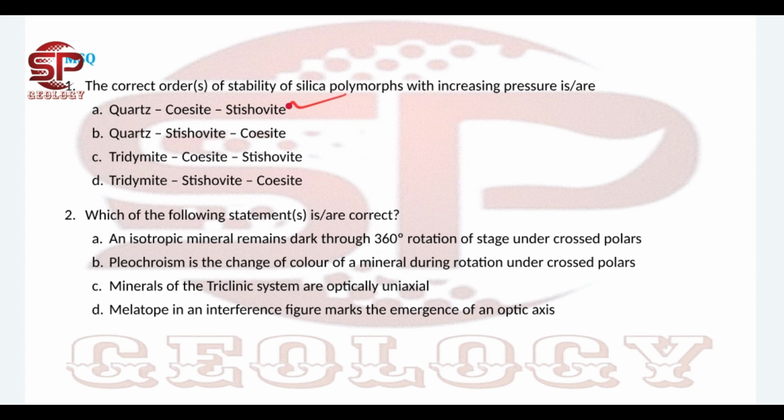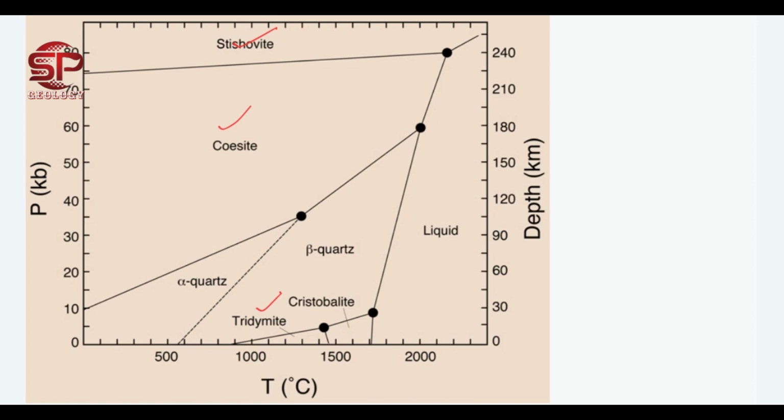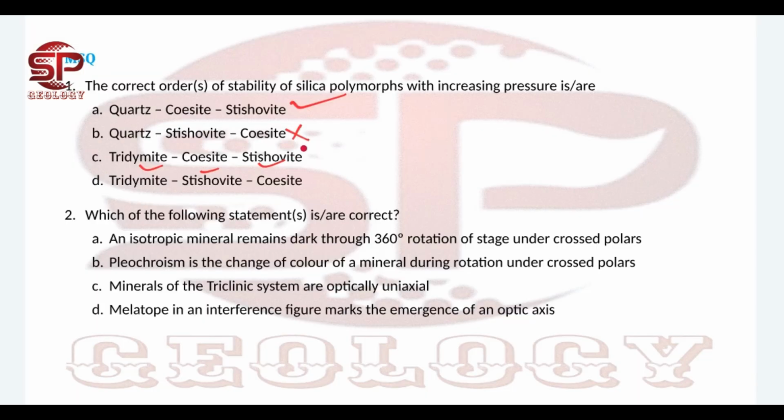Quartz, stishovite, coesite: obviously this will be incorrect because stishovite is higher pressure than coesite. Coesite, stishovite will also be correct, you can see in this figure. Tridymite, then coesite, then stishovite. So this option will be correct. So A and C will be correct.